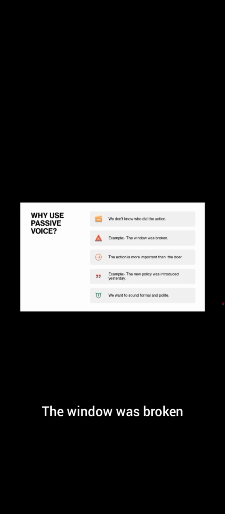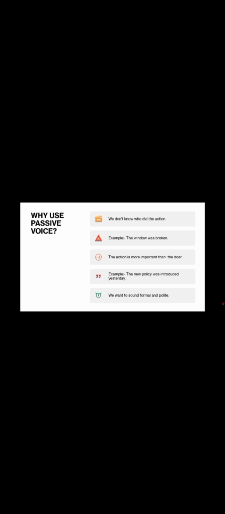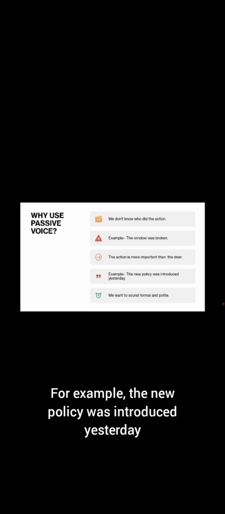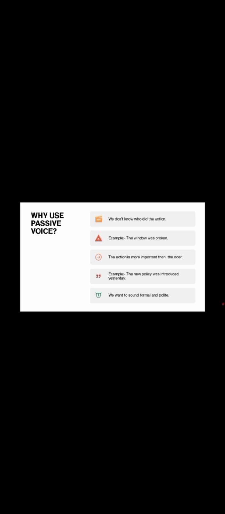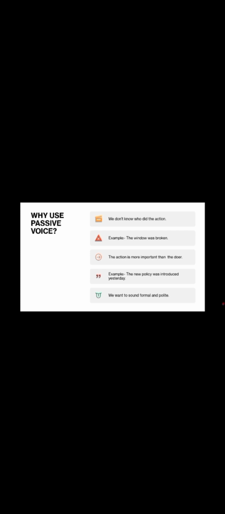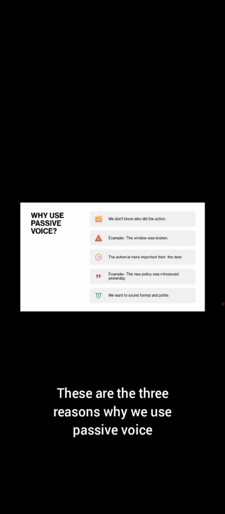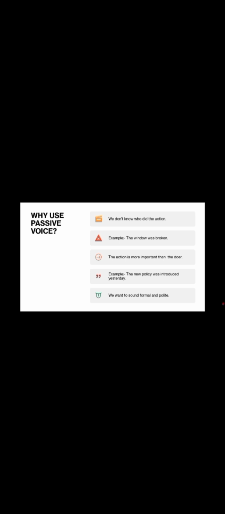The window was broken. Then the third is that the action is more important than the doer. It means the subject is not what we should focus on; the action is more important. For example, the new policy was introduced yesterday. So we can clearly see that the new policy is an important action. So here we can use the passive voice. Then we want to sound formal and polite. These are the three reasons why we use passive voice, and we have seen them with examples here.